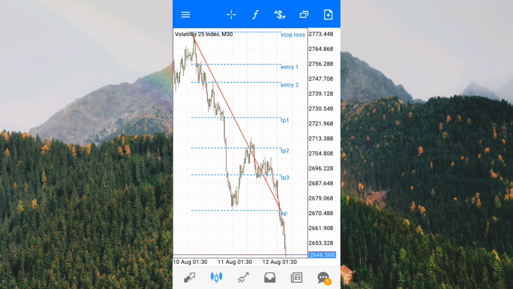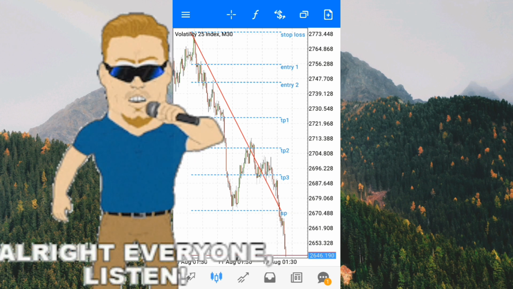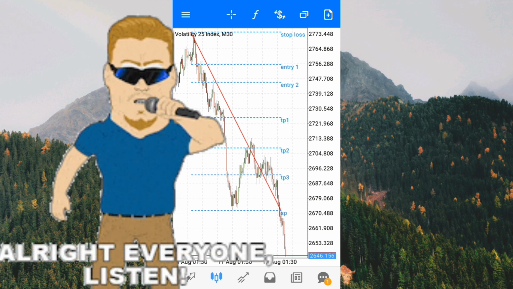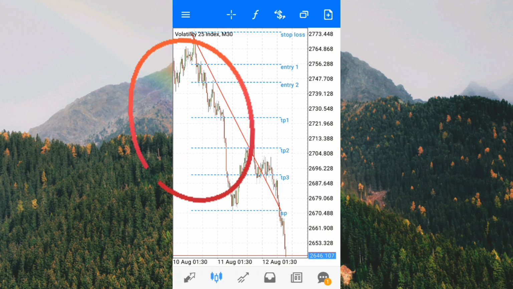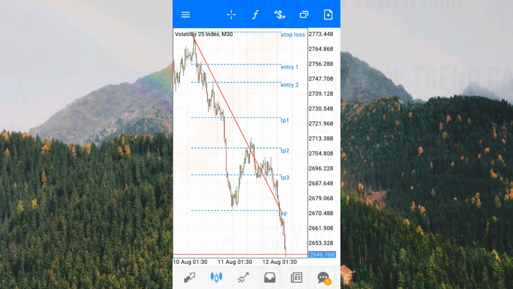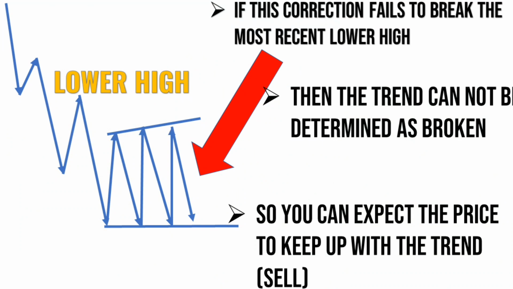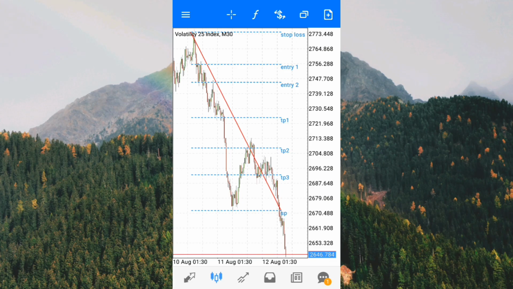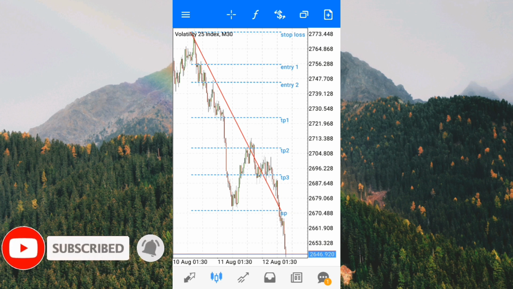Okay, an extra tip on a trade like this: you know that the market was previously moving in a downtrend, and a correction occurred. Did that correction break the most recent lower high? No. If not, what does it tell you? It tells you that the trend has not been broken. That means your trend line, which was going to the downside, is still valid. Do you get my point?